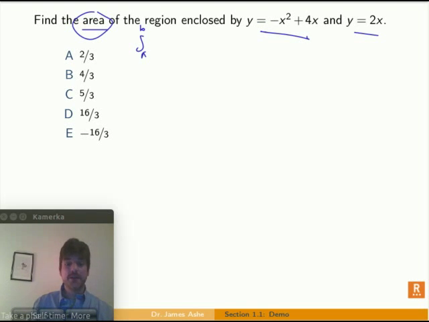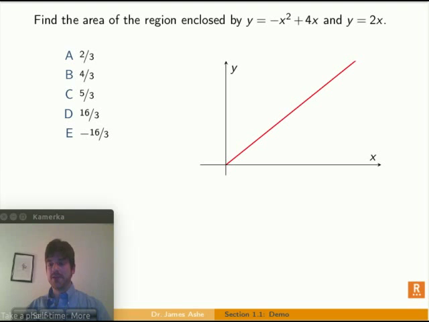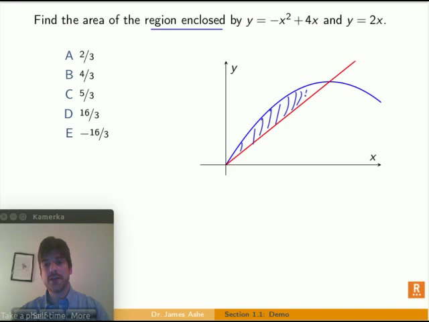The real issue we face with some of these problems is figuring out what the problem was, and so it's always a good idea to draw something and get a grasp of what's going on if you can. And so there's my line, that's a 2x right here, and here's my parabola. Okay. So we have a picture, it's easy to see what's going on. It wants the region enclosed by these two guys, and so it's asking us to find this right here. Okay.